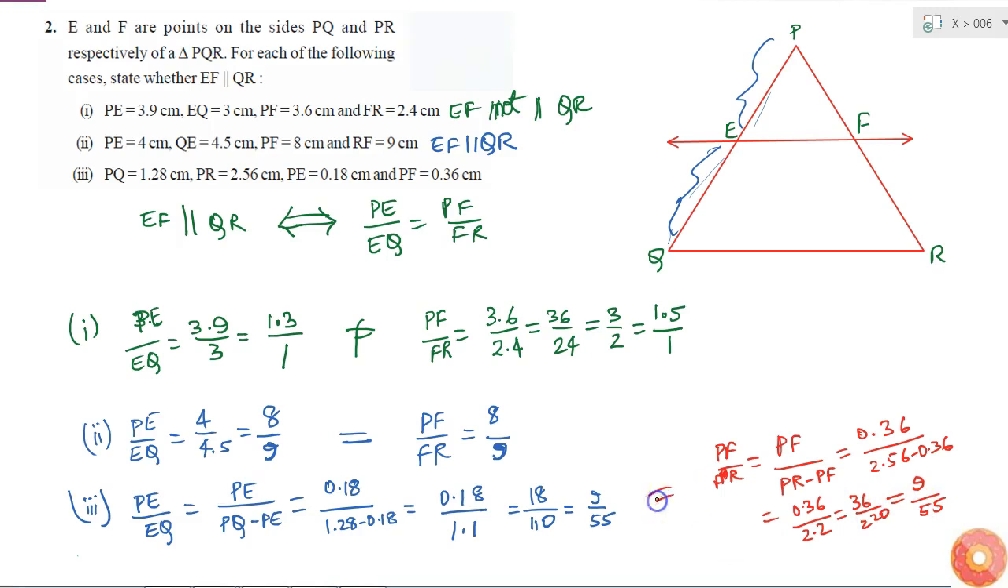So again, these two values are equal, so EF is parallel to QR even in this case.